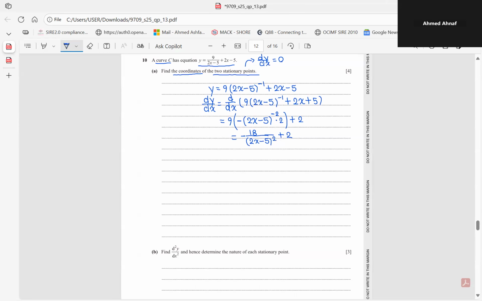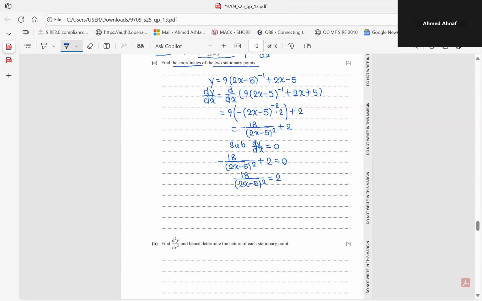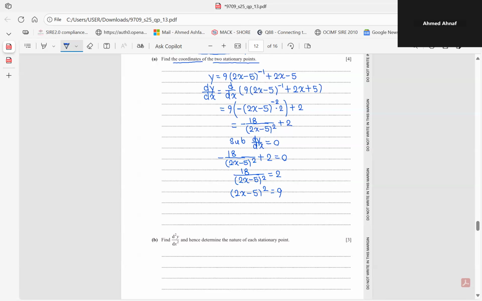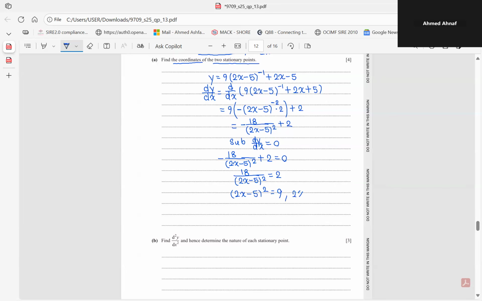Okay, now let's substitute dy/dx equals 0. So this would be minus 18 over (2x minus 5) squared plus 2 equals 0. Move the minus 18 over (2x minus 5) squared to the other side, and you'll get 18 over (2x minus 5) squared equals 2. And hence, you can equate (2x minus 5) squared with 18 divided by 2, which is 9. Okay, and now we can square root both sides. We'll get 2x minus 5 equals plus or minus 3.